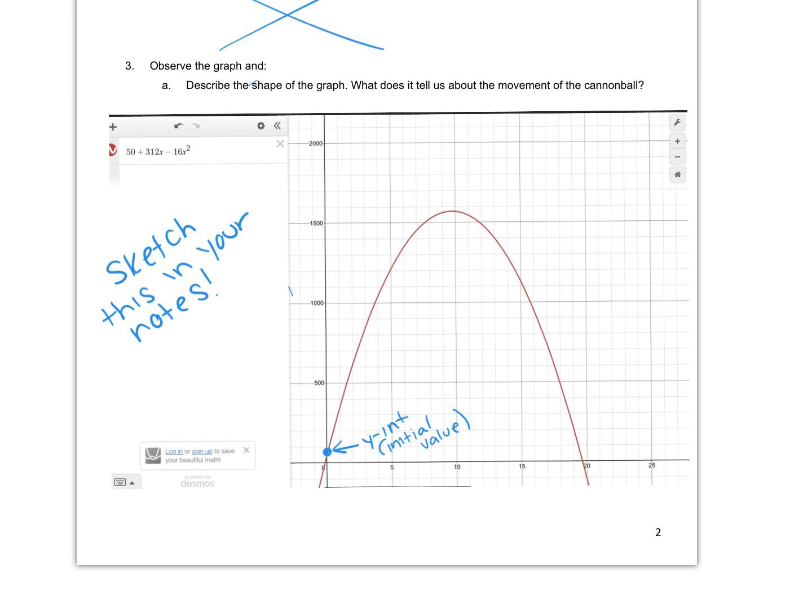Now, key features, boom, right here. My vertex, which hopefully you're thinking, oh, that's my maximum, tells me when and how high the cannonball gets, right? So my maximum height and when it happens.